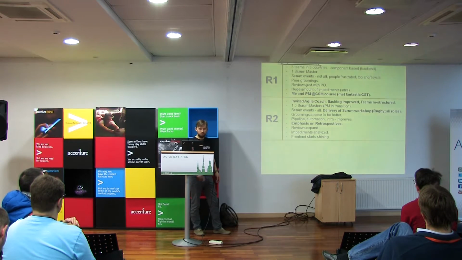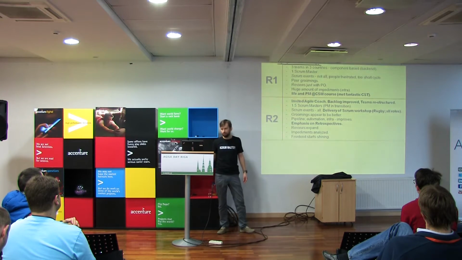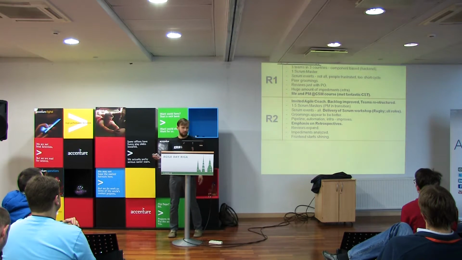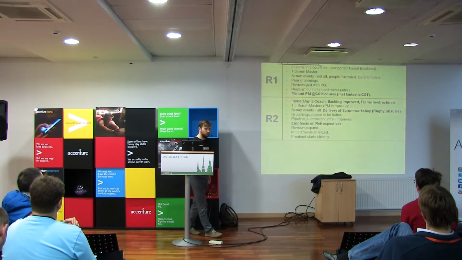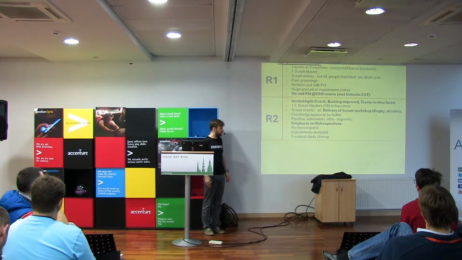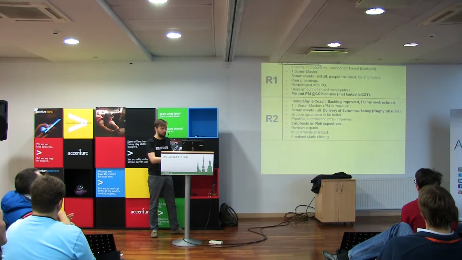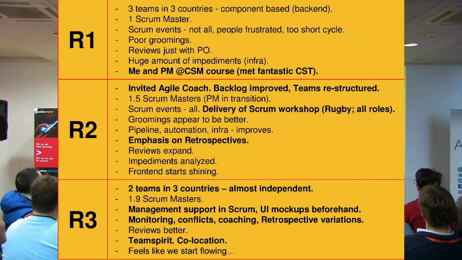And this is where we started to emphasize retrospectives, that we learn from how we work and improve in the next iteration. Reviews started to expand. Some of the users started coming to see what's happening. We started analyzing impediments, why we have so many, how could we make them less disturbing. And the front end starts shining finally, which makes it, of course, easier to understand how to structure the backlog in the future.